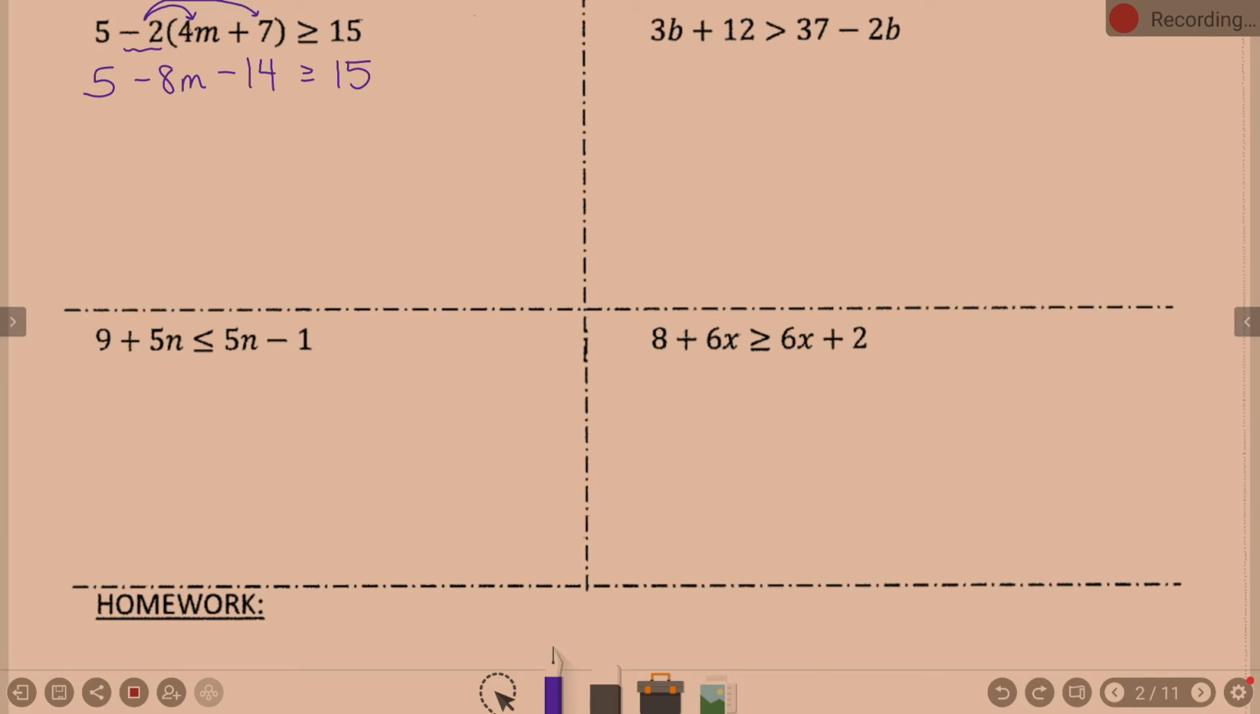But don't they have to flip since it's a negative? Towards the end of it. If we multiply or divide both sides by a negative, yes. But right now, we haven't done anything like that.